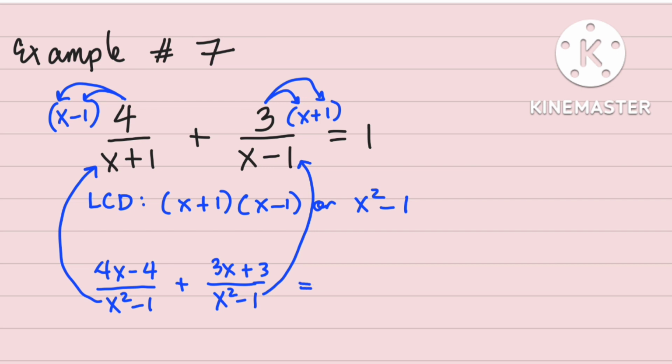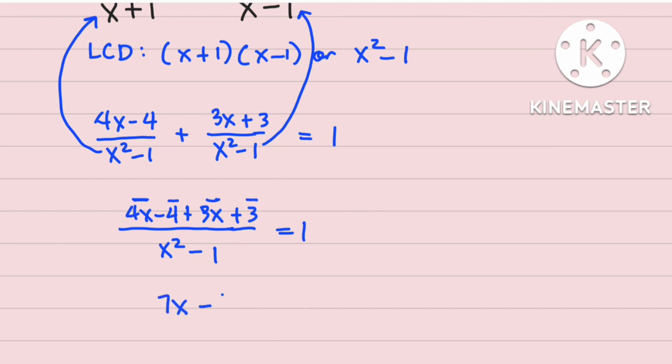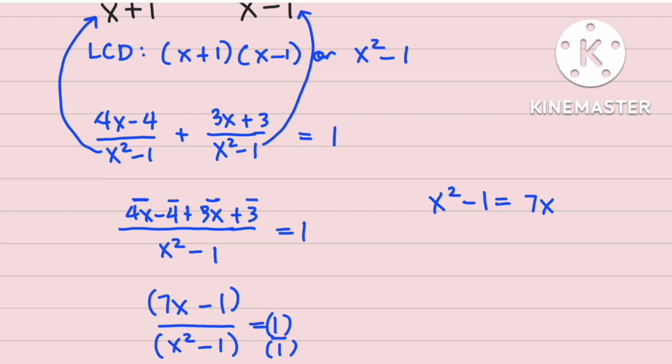Then we want this sum to be 1. Combining the two, we'll have 4x minus 4 plus 3x plus 3 all over x squared minus 1. Our numerator will become 4x plus 3x, that is 7x. Negative 4 plus 3, that is negative 1. Over x squared minus 1 equals 1 over 1. Then the product of x squared minus 1 and 1, that's x squared minus 1. It should be equal to the product of 7x minus 1 and 1, that is 7x minus 1.